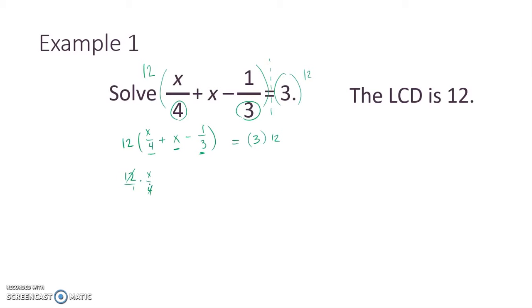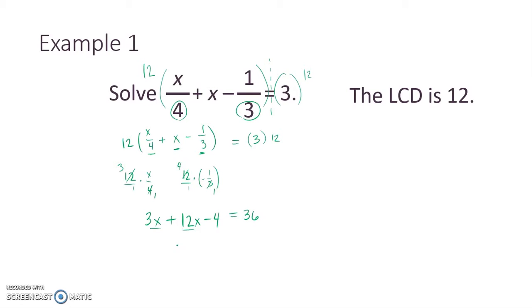We will end up with a 1 and a 3, so this will be 3x plus 12 times x, well, that'll just be 12x. And then 12 times a negative 1/3. So we'll have 12 times negative 1/3. Well, our 12 and our 3 cancel. This time we end up with a 4 and a 1. So 4 times 1 is 4. Remember, there's a negative sign here, so we have to bring it down. And then 3 times 12 is 36.